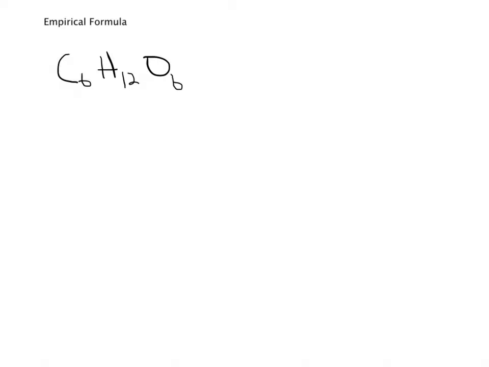All right, in this video we're going to talk about what an empirical formula is, and then I'm going to show you how to calculate the empirical formula of a substance. So this is, you probably know this is sugar, and this is what is known as its molecular formula. We've already talked about this, but it tells you the number of atoms present in a molecule or in 1 mole of the substance.